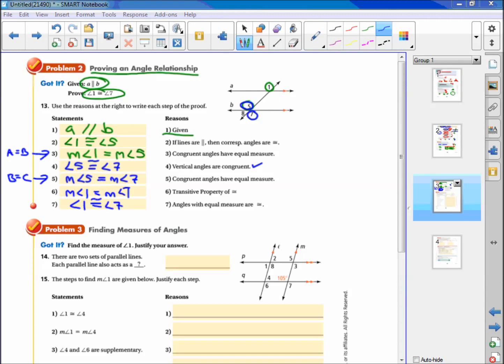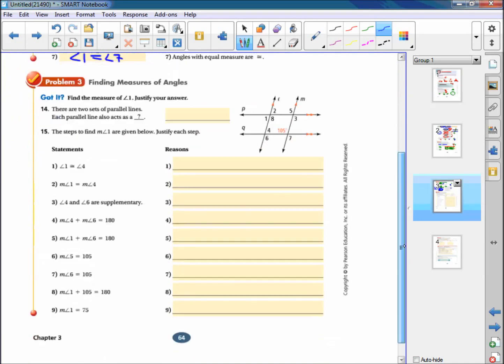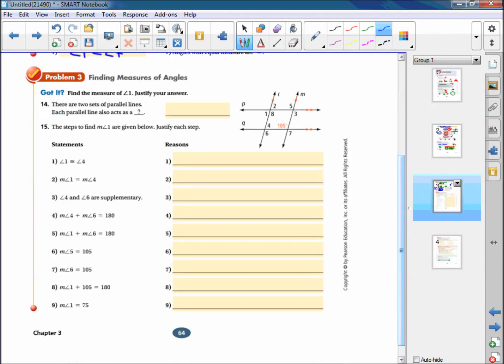All right, so the last step of your proof should always be the part you are proving. So we're trying to get statements in here that match and get us down to what we were trying to prove. Okay. All right, the second one's a bit harder. This time we're given all the statements, but we have to come up with the reasons. So find the measure of angle 1, and we have to justify our answer. So there are two sets of parallel lines, and each parallel line also acts as a transversal in the picture. Okay. So L is a transversal for P and Q, and M is a transversal for P and Q, but P is a transversal for L and M, and so is Q. Okay, so they can all be each other's transversals.